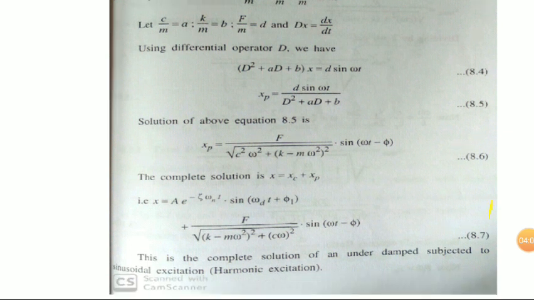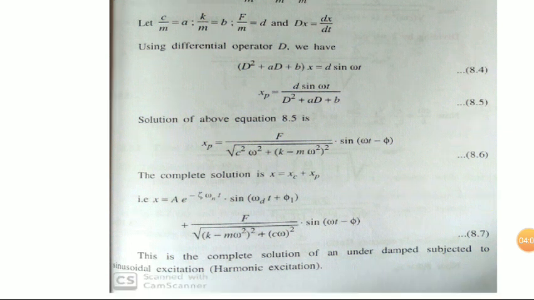The final solution is x equals A into e raised to minus eta omega n t into sine omega d t plus phi 1, plus F by root of k minus m omega square whole square plus c omega whole square, into sine omega t minus phi. This is the complete solution of an underdamped system subjected to sinusoidal excitation, that is harmonic excitation.